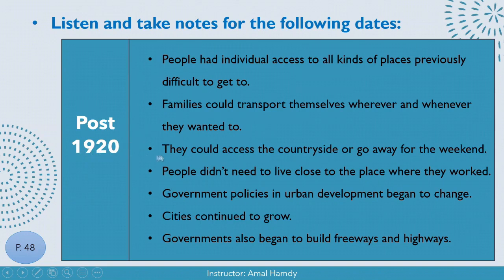Then, post 1920, there were a lot of notes that you could have taken. It's okay if you have taken less notes. People had individual access to all kinds of places previously difficult to get to. Families could transport themselves wherever and whenever they wanted to. They could access the countryside or go away for the weekend. People didn't need to live close to the place where they worked. Government policies in urban development began to change. Cities continued to grow, and governments also began to build freeways and highways.